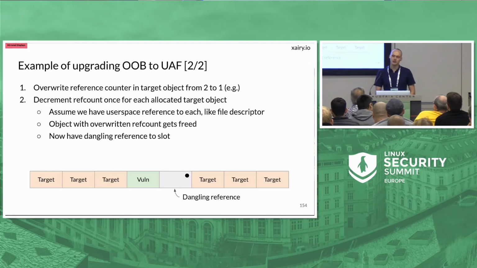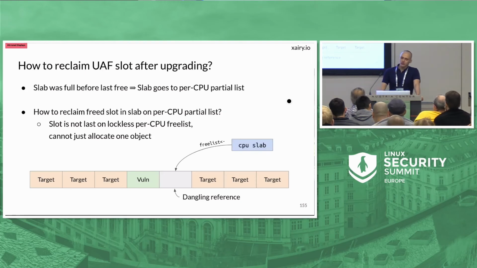But since we corrupted the ref counter for this object that got placed after the vulnerable object, its ref counter was 1. So when we close the file descriptor once, the object got freed, and at this point we have a dangling reference to the slot. And this slab to which the dangling reference belongs is not going to be one of the per CPU active slabs.